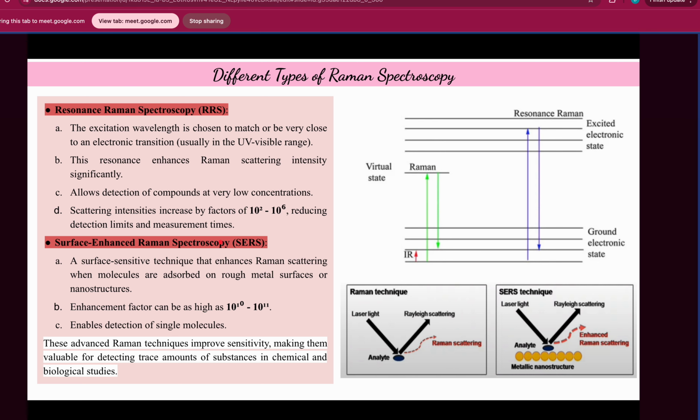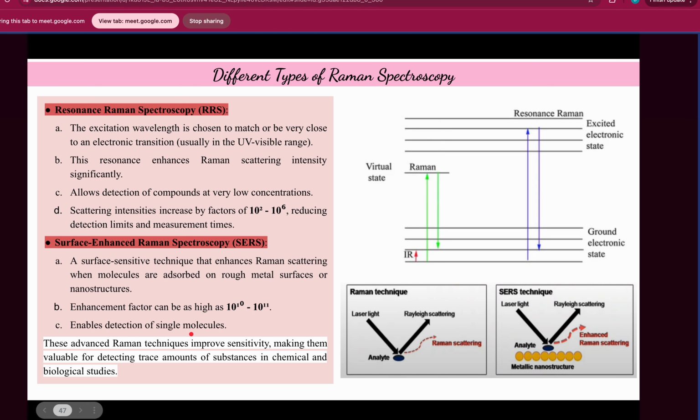Then comes surface enhanced Raman spectroscopy. In this case, you enhance the Raman scattering when the molecules are adsorbed on a rough metal surface. So there are some molecules which are adsorbed on the surface, and those adsorbed molecules enhance the intensity. This enhancement factor is as high as 10 raised to power 10 to 10 raised to power 11, and this enables the detection of single molecules.